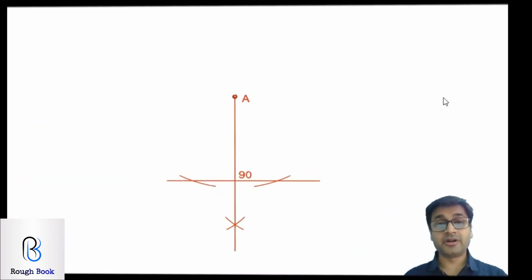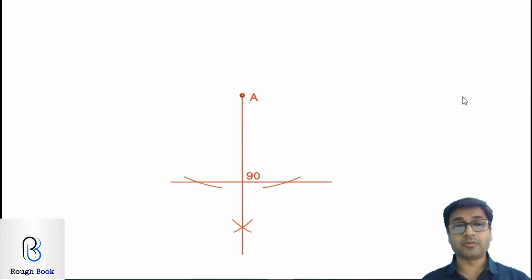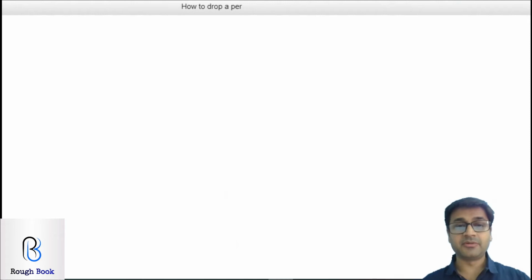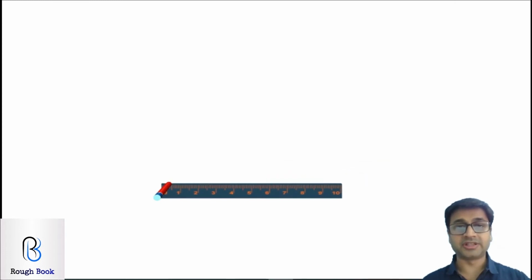So now we are trying to understand how to draw a perpendicular from a point outside the line, which looks like this. The point outside the line is point A, and that's your line. So how will we draw this perpendicular? Let's look into it. So first, obviously, we draw the base line. Once we get the base, we will mark a point A anywhere outside the line.